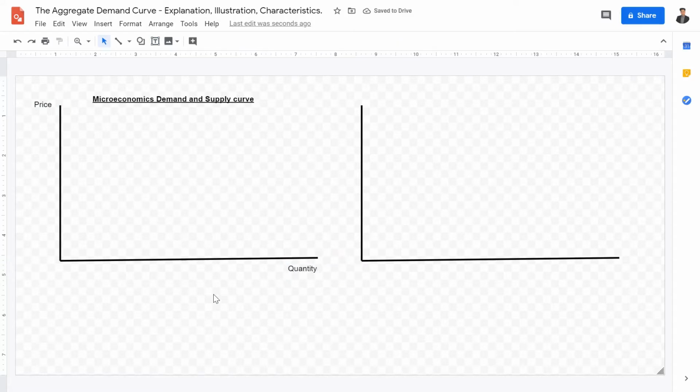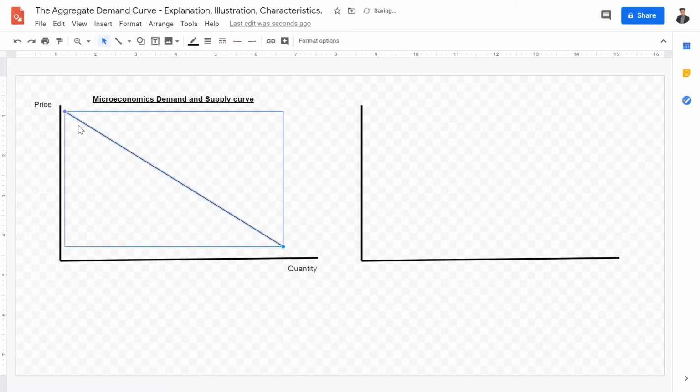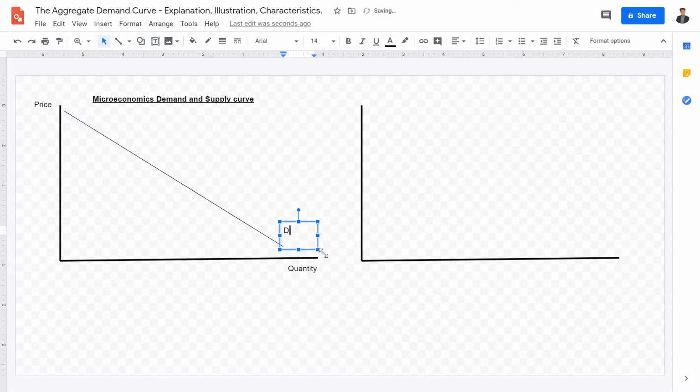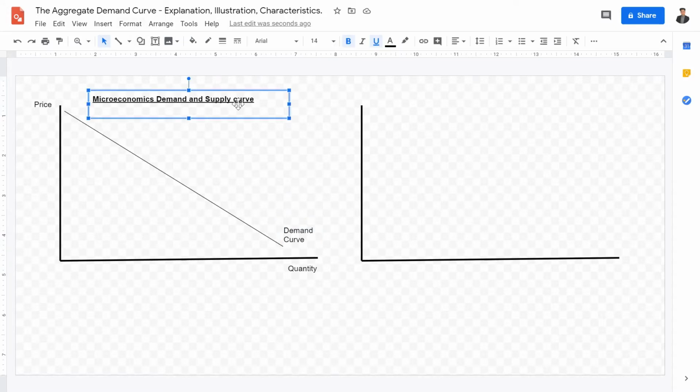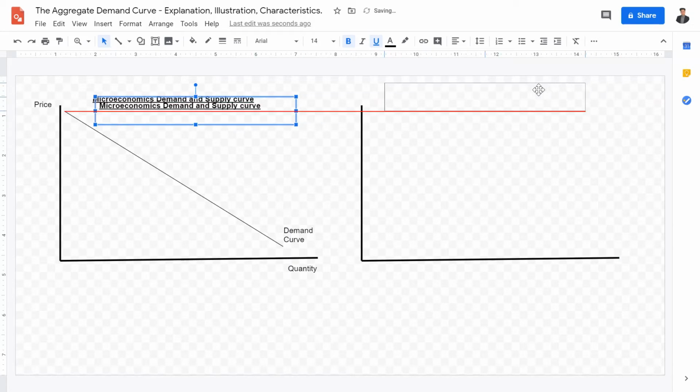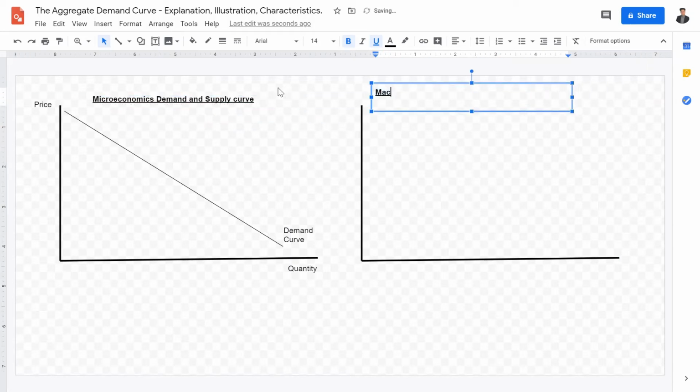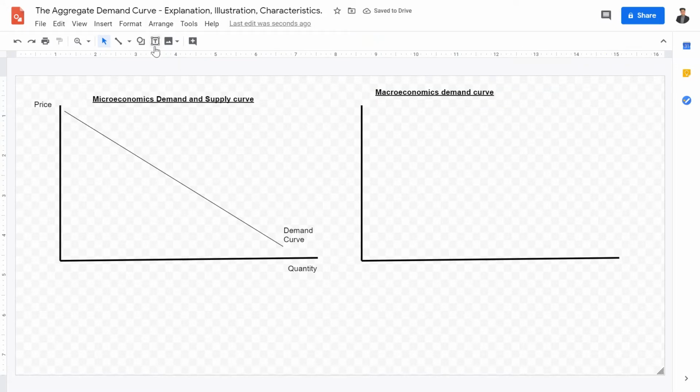And then for demand, we're going to have this. This is the demand curve for microeconomics. Now, similarly, in macroeconomics, we also have a similar looking curve, but this is the macroeconomics demand curve. Now, the y-axis is the same thing.